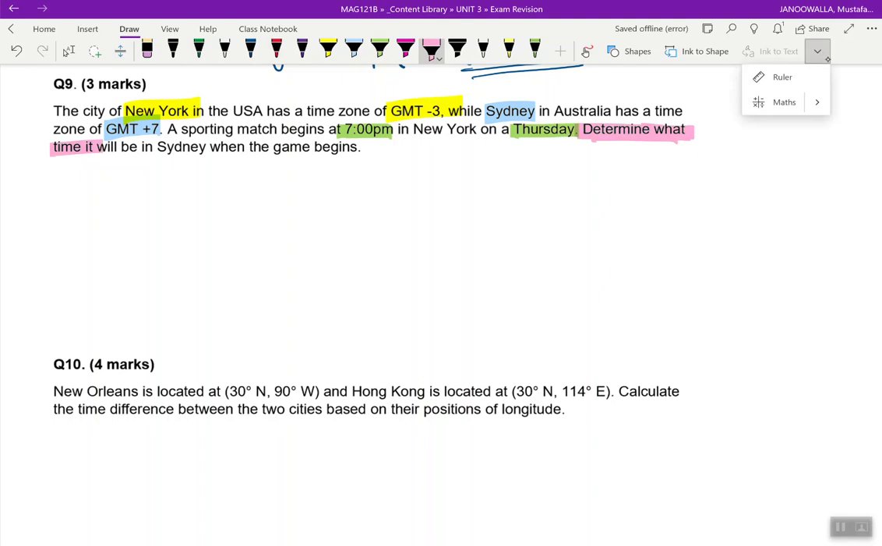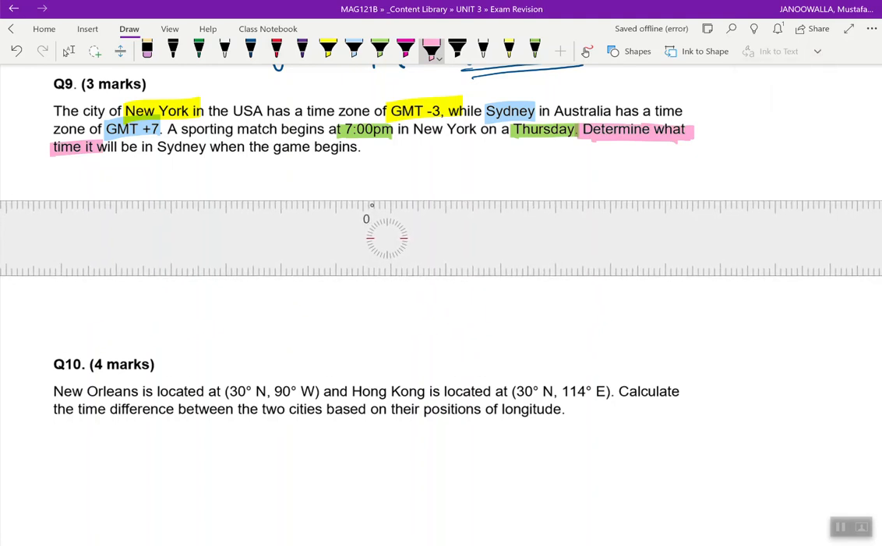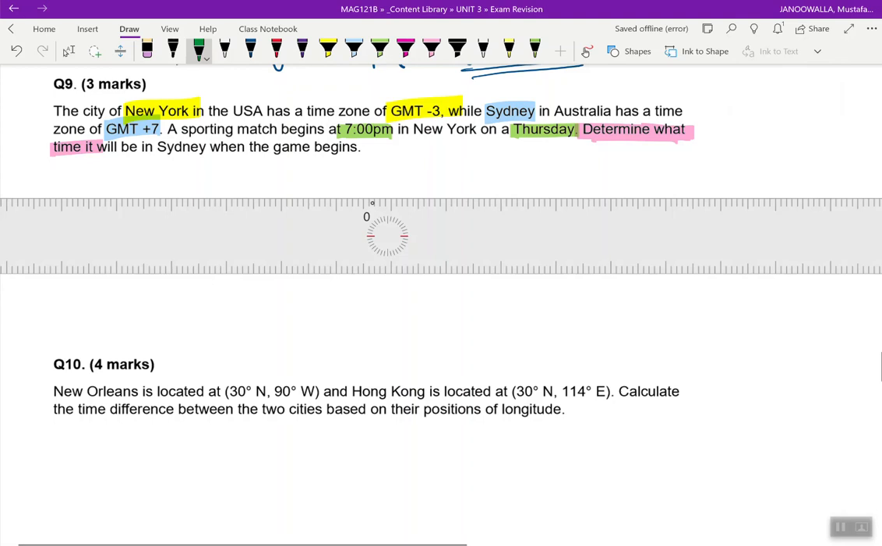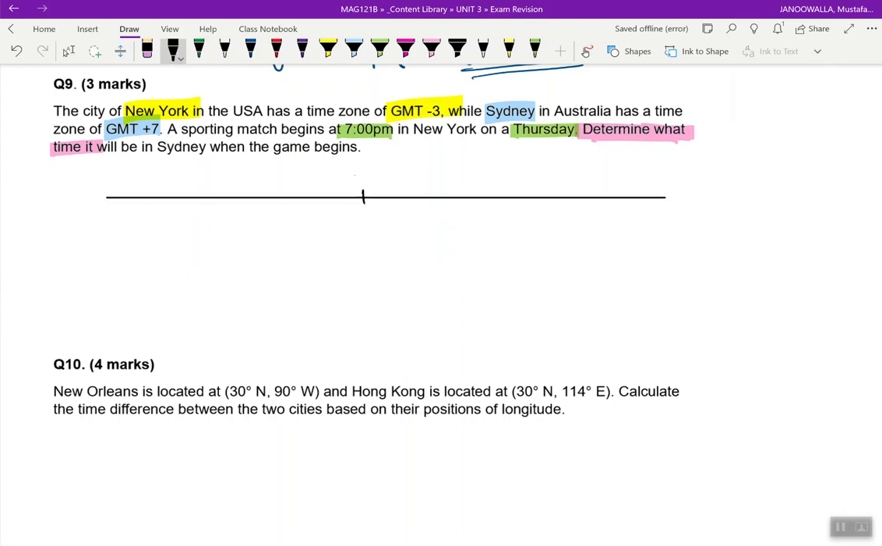Okay, so first things first, let's find out how far ahead Sydney is of New York. So if I've got GMT 0 in the center, I'm going to put New York over here. So New York minus 3, and we'll put Sydney at positive 7. And so the difference there is 10 hours. Or you can look at it as 7 plus 3, and that's your 10 hours.